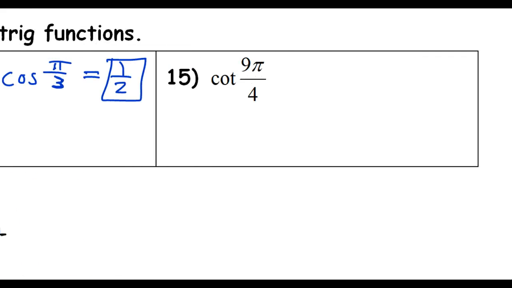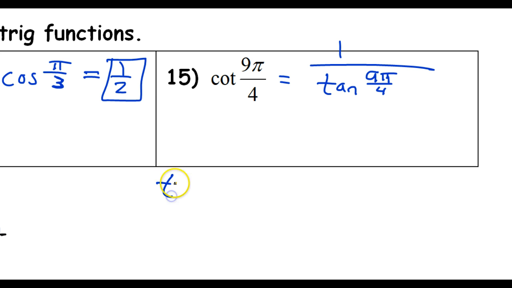Okay, and finally number 15. If I want to do the cotangent of 9 pi over 4. Cotangent is the reciprocal of tangent. So this is going to be the same thing as 1 over the tangent of 9 pi over 4. Alright, because that's what reciprocal means, like put a big 1 over it, and then you've got the reciprocal. So all I need to do is figure out what is the tangent of 9 pi over 4.